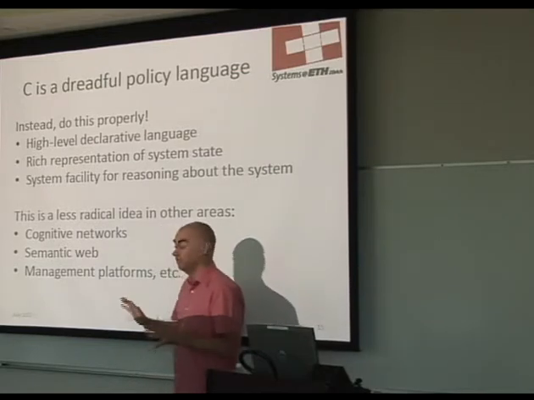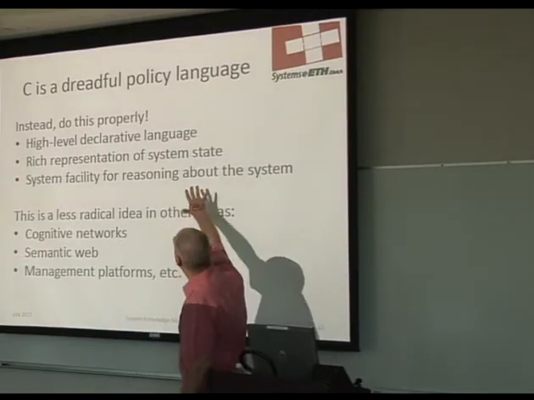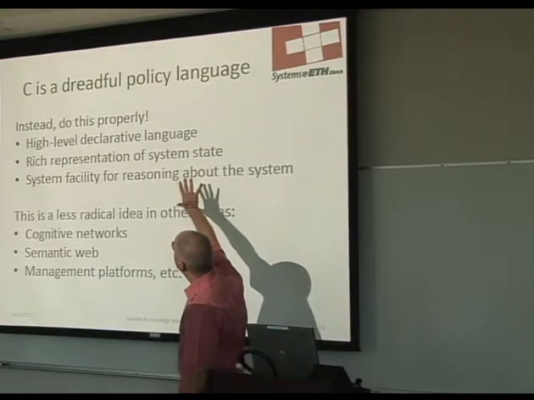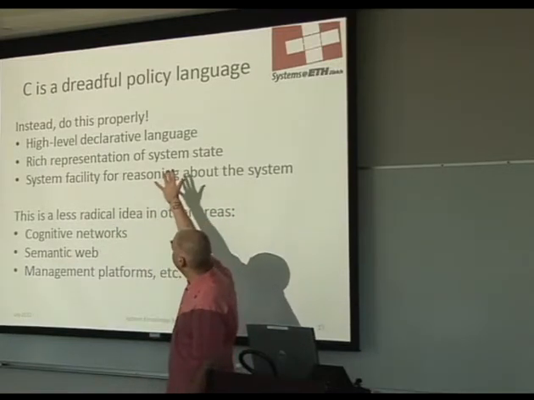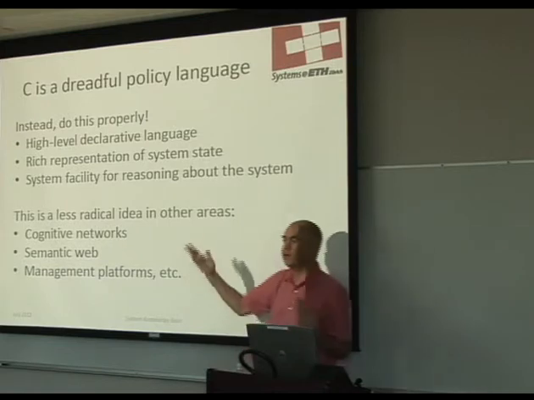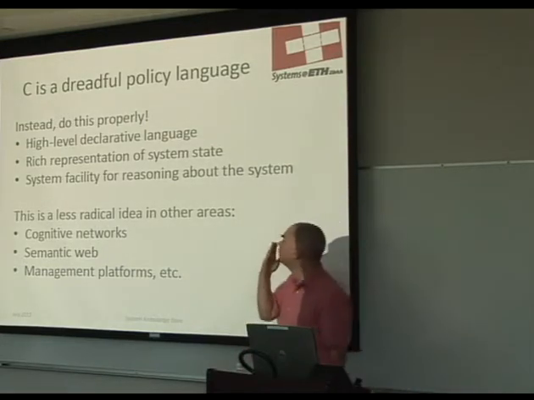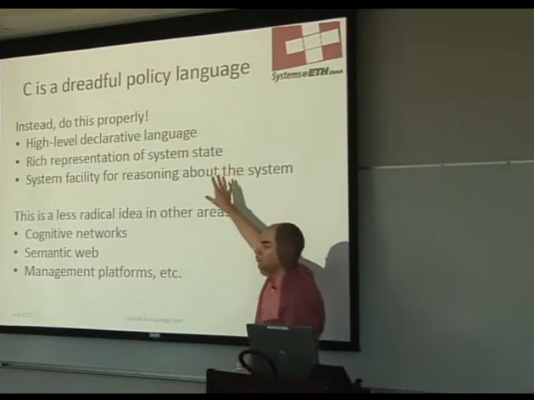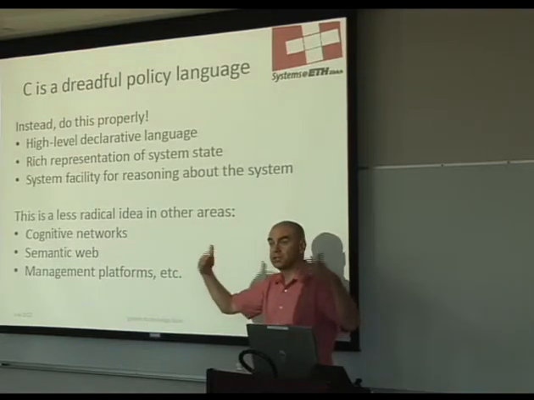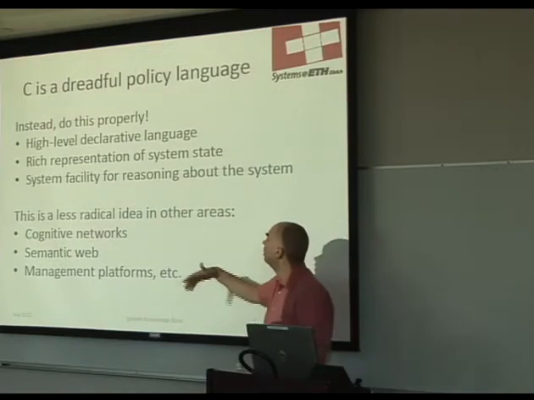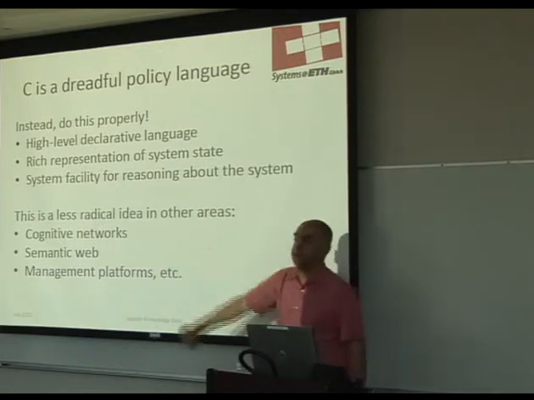We did not do what the semantic web does, I should say that right now. But people who have addressed this problem in networking, management of complex systems, all this kind of stuff, have a high-level declarative language that specifies what kind of policies you've got. You want to represent system state in as much detail as possible, and then provide these kind of abstractions on top that are very flexible. And you want to be able to reason about the system online.